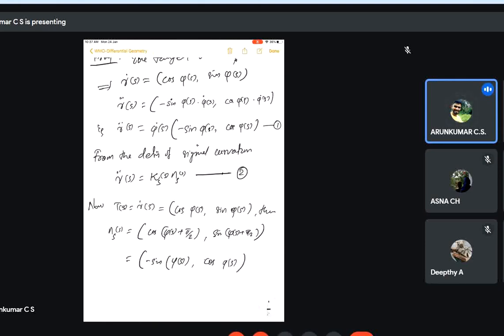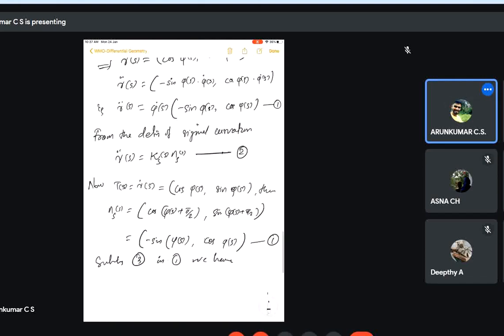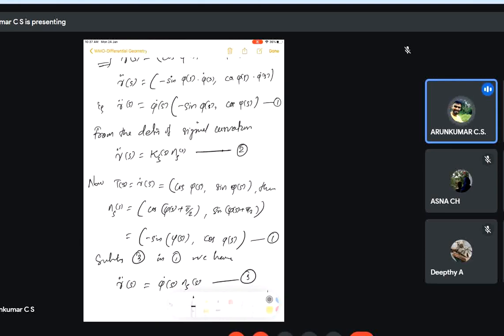Right, so substituting 3 in 1, we have gamma double dot s is equal to phi dot s into Ns of s. So this is my 3.